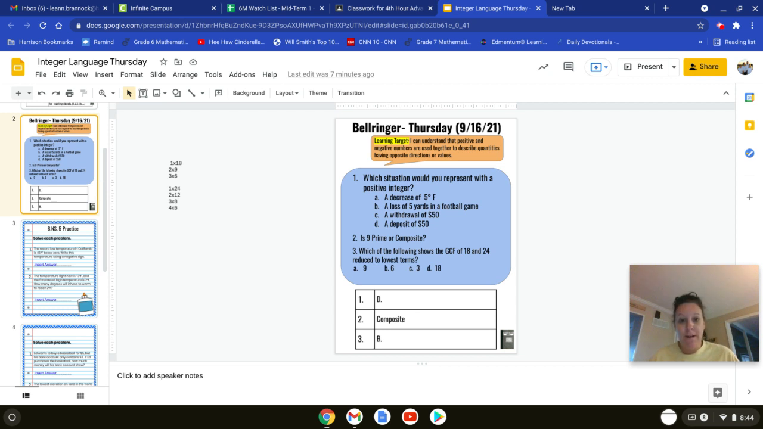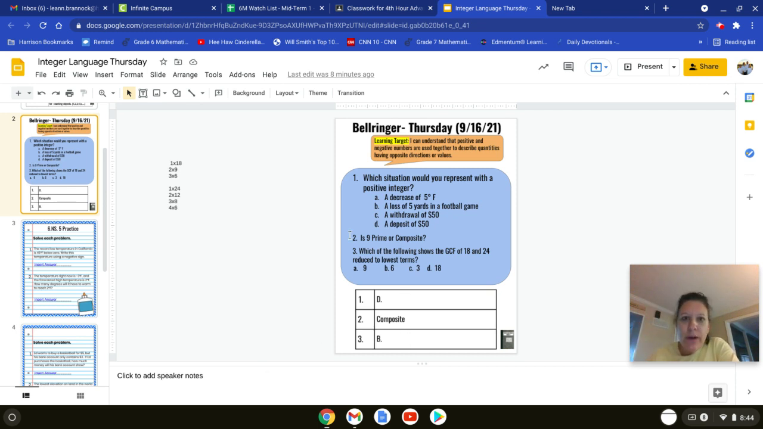Deposit means positive. Is 9 prime or composite? 9 is composite. I say it's just barely composite because 9 only has 3 factors: 1 and 9, and 3 and 3. Remember, to be prime, you have to have exactly 2 factors. Well, 9 has 3 factors, so that's more than 2, so it is composite.